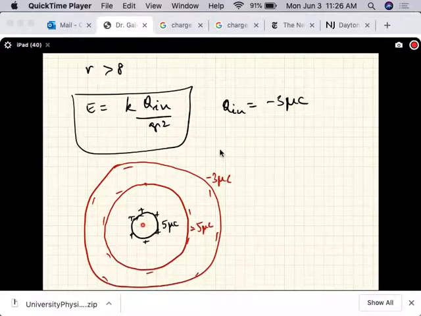The electric field inside the conductor is 0. Outside in this gap, what is happening? This is acting like a point charge. The electric field everywhere here is like that due to a point charge of 5 microcoulombs. The electric field here is 0. The electric field outside here is as if this entire thing was a point charge of 5 microcoulombs minus 8 microcoulombs. So outside here, this entire thing is acting like a point charge of minus 3 microcoulombs. Okay, so that's the electric field.